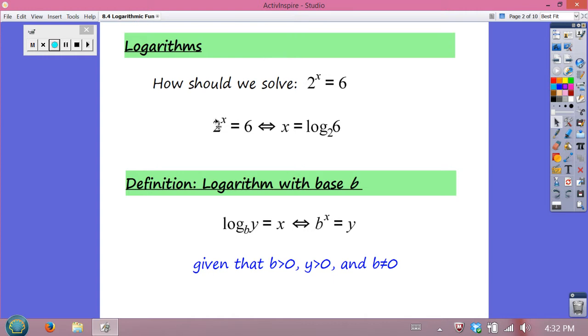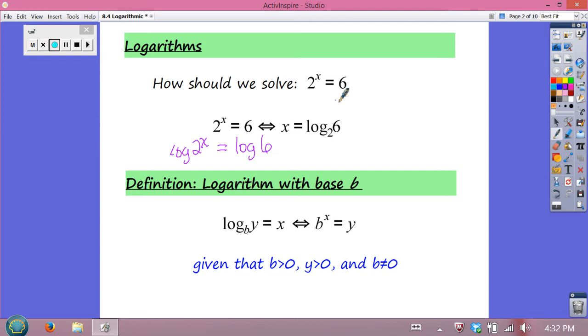Now, what logarithms do is they undo the exponential. So if we have a problem like 2 to the x power, we want to undo 2 to the x, so we take the logarithm. We take the logarithm of each side: log of 2 to the x equals log of 6, because we want to take the same thing to each side.